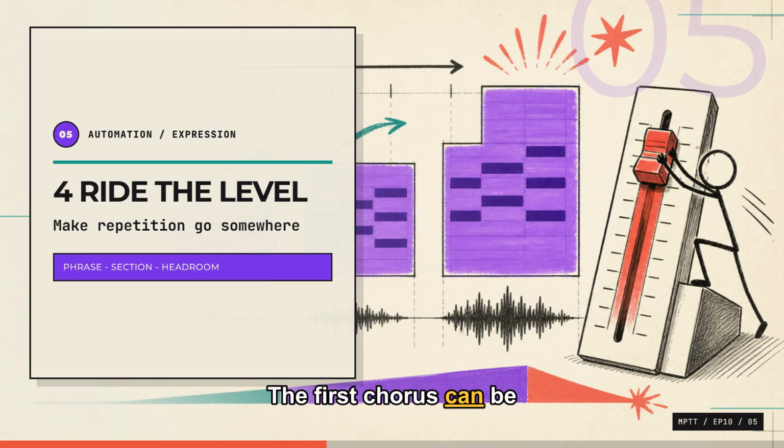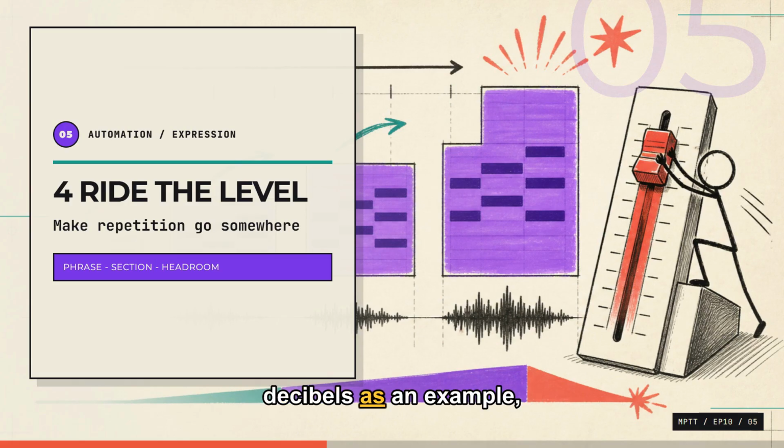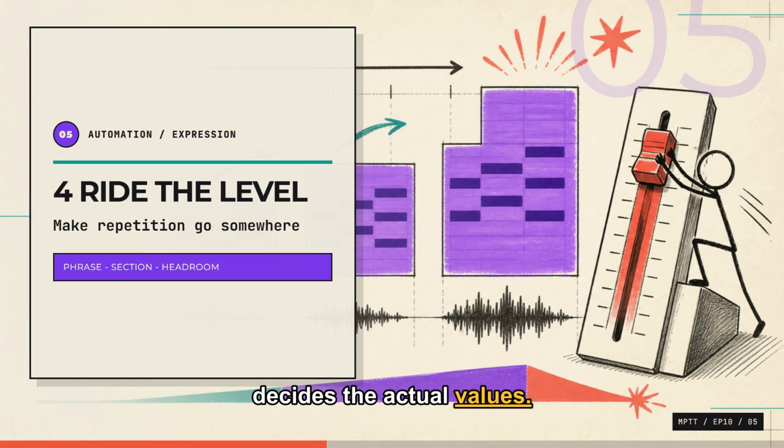The first chorus can be more restrained, the second can arrive with more level, and the final chorus can reach the strongest point if the song supports that build. The source gives -12, -8, and -5 decibels as an example, but those numbers are not a recipe. Your gain staging decides the actual values.